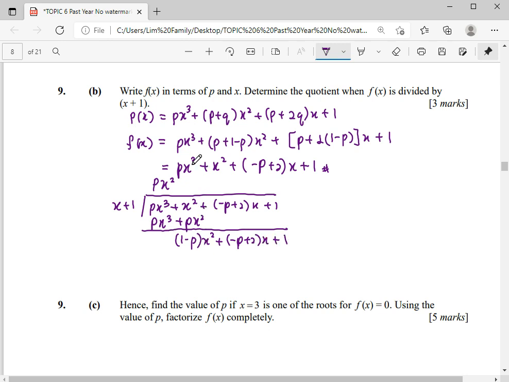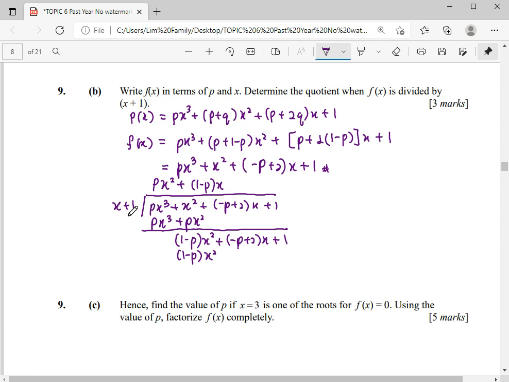We will repeat finding the multiplier for this division. The multiplier here is 1 minus p. I want to get this 1 minus p, so this is the value of 1. Therefore, the multiplier here is 1 minus p and then another x, because x squared divided by x, I need another x. Then we expand back. Constant times 1 gives 1 minus p constant x squared. X times x, we get x squared.